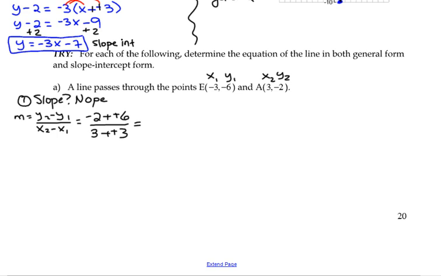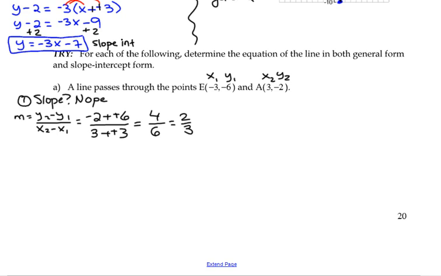You can either type this in your calculator or we can do it in our head. Negative 2 plus 6, positive 4. And 3 plus 3, 6. We have to reduce that. 4 over 6 reduces to 2/3. And if you did that on your calculator, you would have got the same thing. You just have to go math, enter, enter after you get your decimal 0.6 repeating.